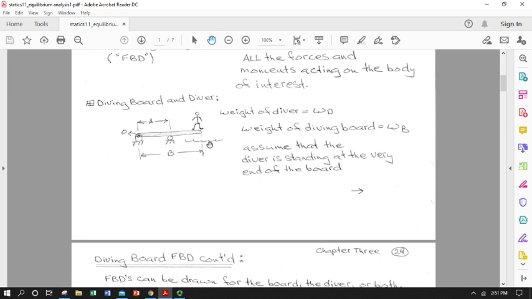So we're going to use free body diagrams to express the sum of the forces on the diver, the sum of the forces on the board, and the sum of the forces on the diver-board combo, and look at them all independently, and then find out what's common to them. We're given some data about the diver and the board. The diver has a weight of W sub D, for weight of diver, and the weight of the diving board is W sub B, meaning weight of the board. We're going to assume that the diver is standing at the very end of the board. His feet are actually pretty close together.